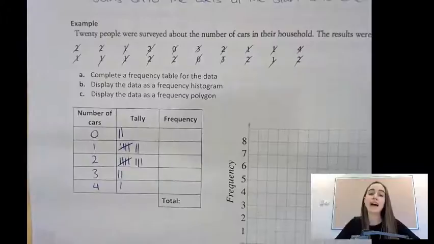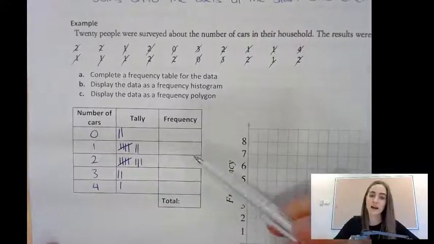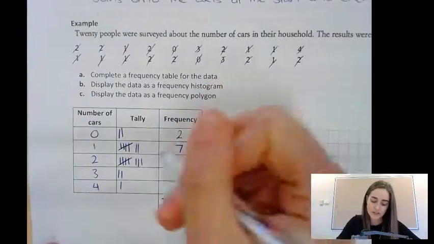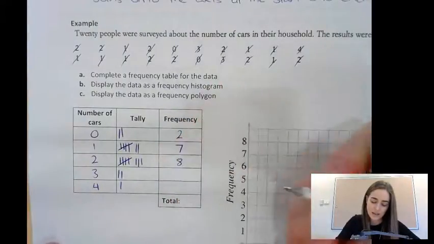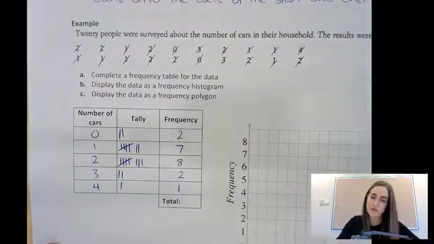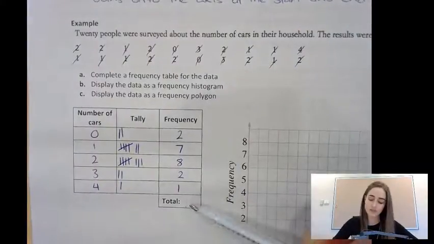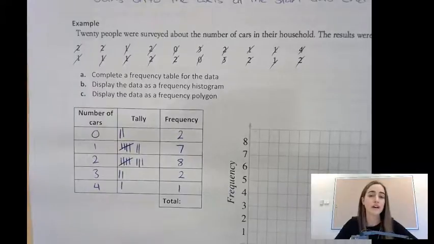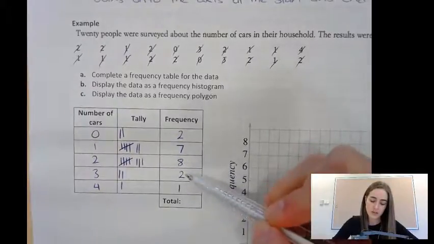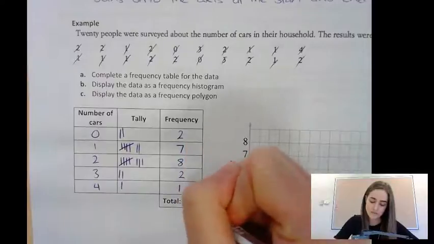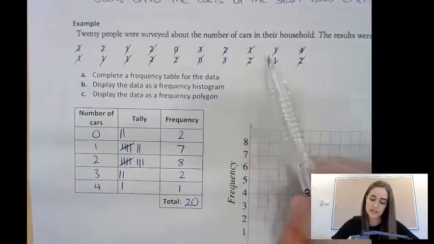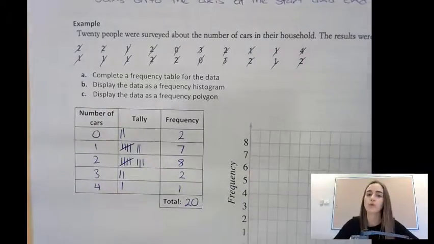So now that I've got my tally marks, I can count them up to write in my frequency column. So I've got 2 zeros, I had 7 1s, I had 8 2s, 2 3s, and 1 4. And then it's always a good idea to have the total at the bottom and just count and check that you have the right number of scores so you know that all your data's gone in there. So that would give me 20. And if I count all these, I've got 2, 4, 6, 8, 10, 12, 14, 16, 18, 20 as well. So I know I've got all the data in there. So that's my table done.